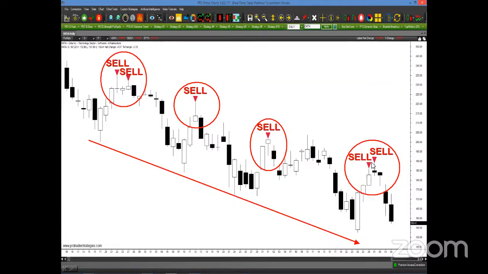So you see how simple this is. If you're the type of trader that likes to wait for these high probability areas to get in either at the bottom to buy or at the top to sell, strategy number 9 is a perfect method for you.